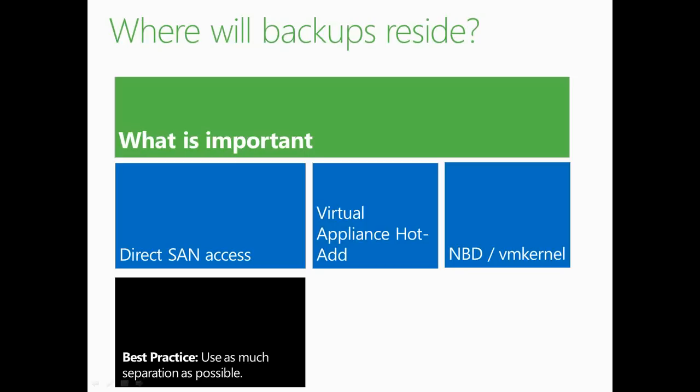I can actually avoid using the network from my backup, so LAN free from a backup standpoint. I can also avoid cluttering the multipathing on my ESXi servers. Because I'm coming through the backup server's own path, I don't have to worry about that. And if you put in even more separation, you can even take away the CPU hit.